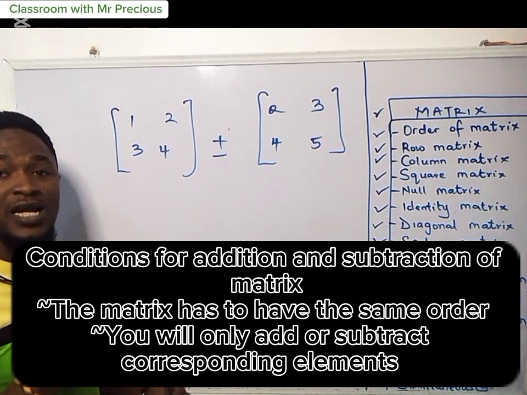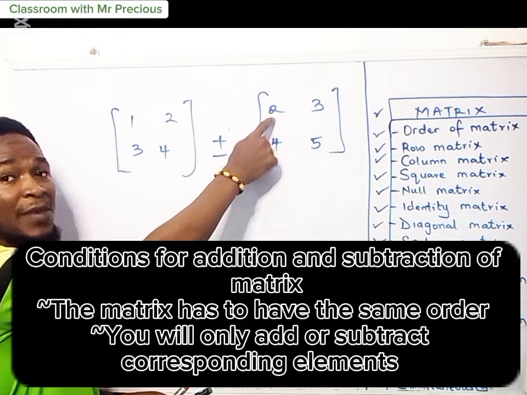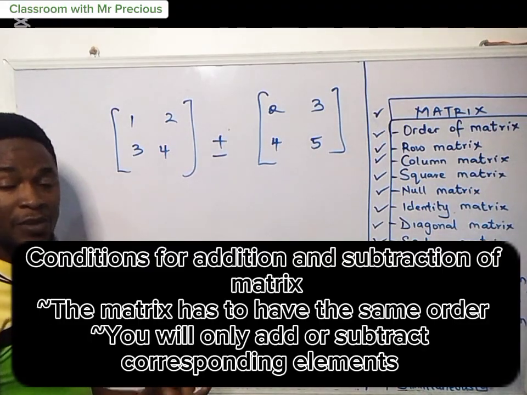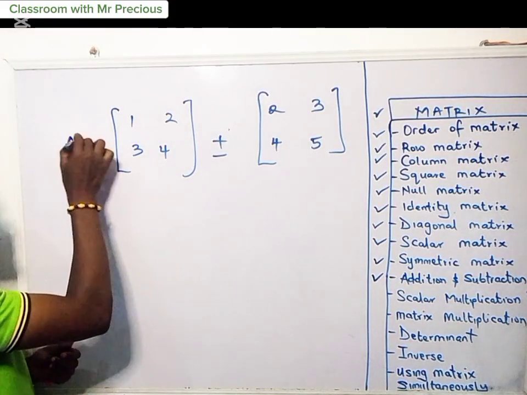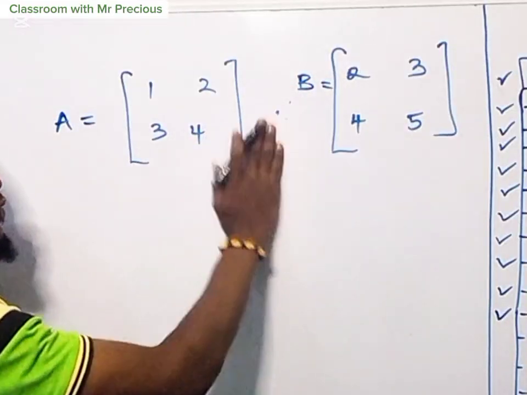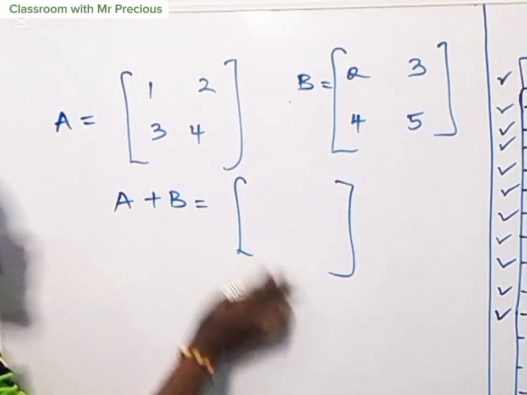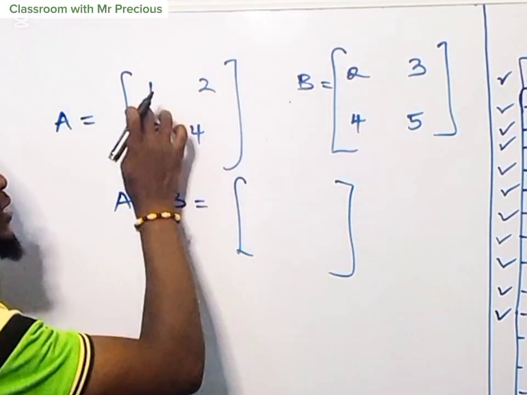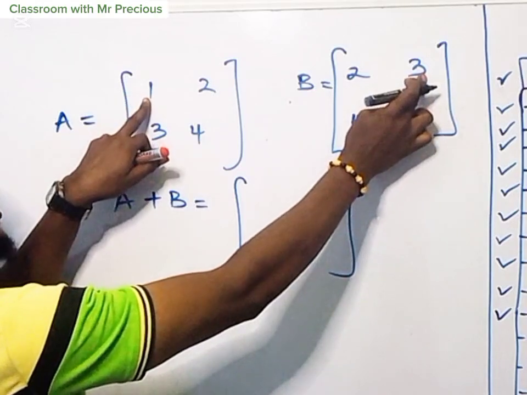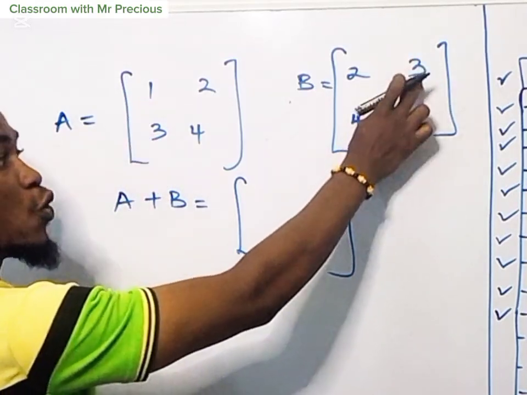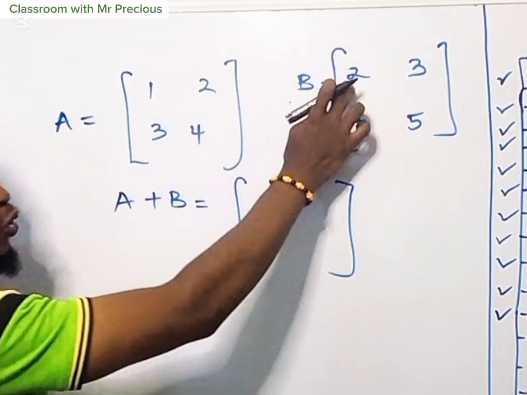That's the first point. Then the second point, each element is going to add or subtract the corresponding element in the other matrix that you are performing the operation with. For instance, let's call this matrix A and this matrix B. If I tell you to add A plus B, you will give me something like 1 plus 2, because they are corresponding elements in the two matrices. You cannot add 1 plus 3, because this one is row 1 column 1, and this one is row 1 column 2. So this and this cannot add. It's row 1 column 1, so we add row 1 column 1 of the other matrix.